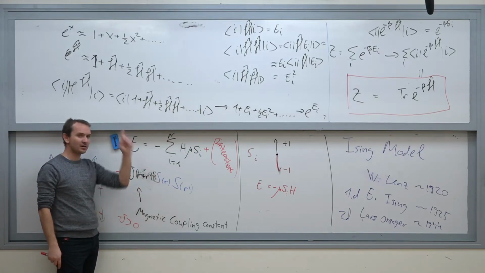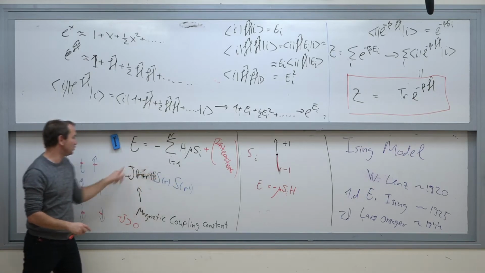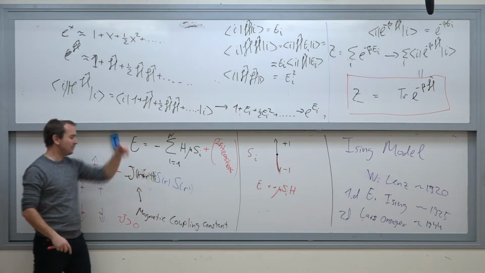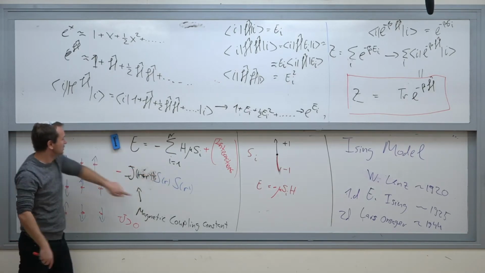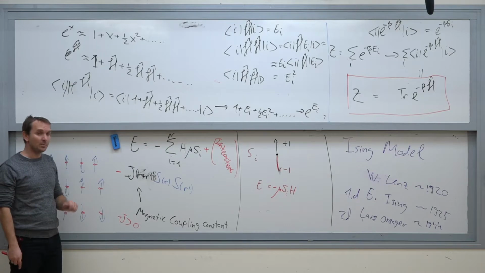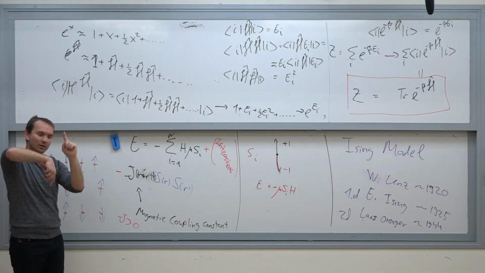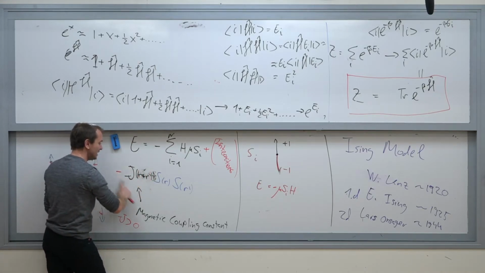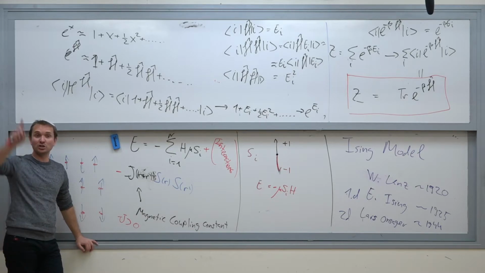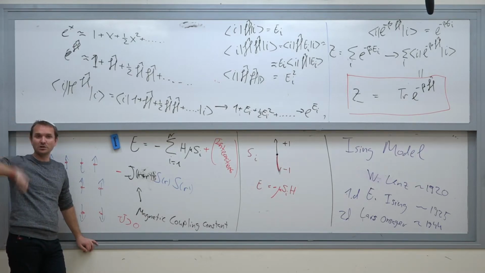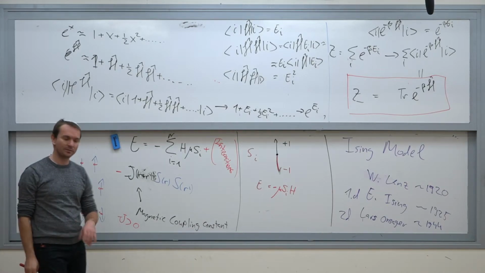So if S of r is up and S of r prime is also up, this term in total is negative. If S of r is down and S of r prime is also down, this term is also negative. But if one of them is up and the other one is down, then the contribution of this part is positive, so the energy goes up. This is not something that I will prefer. This is my simplest interaction.